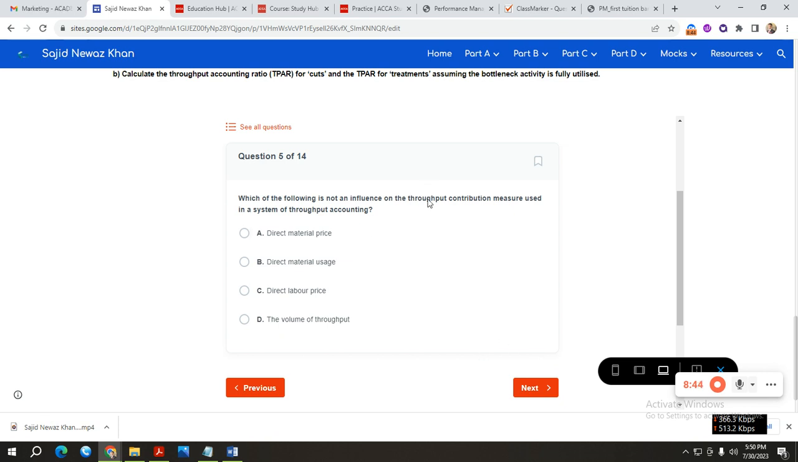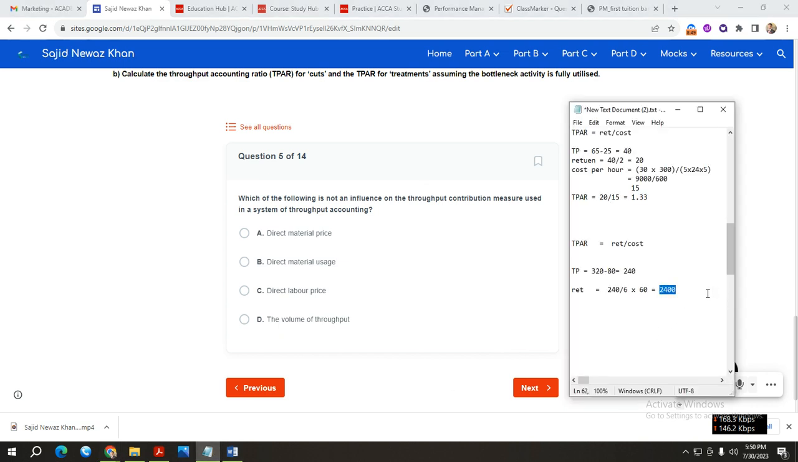Which of the following is not an influence on the throughput contribution? So what is my throughput contribution? Throughput contribution is my sale price minus my material cost. Direct material obviously affects my throughput, so this is definitely not the answer, because the question asks for what is not an influence. How much material we use will affect my material cost, so this definitely will affect my throughput.